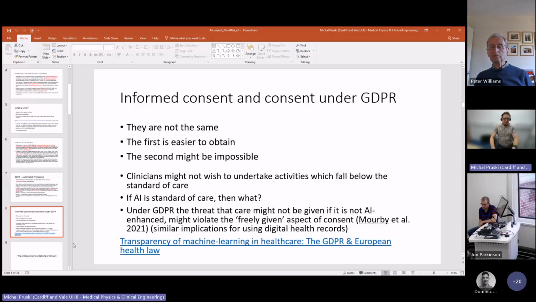And under GDPR, the threat that consent might not be given, if it's not, let's call it AI enhanced, might violate the freely given aspect of consent. And that's just a citation to the paper by Morby. But there are also similar implications for using digital health records, in the sense that there's probably in many places no reasonable alternative to it that would be easily implemented in an institution. So this point goes beyond AI in itself.